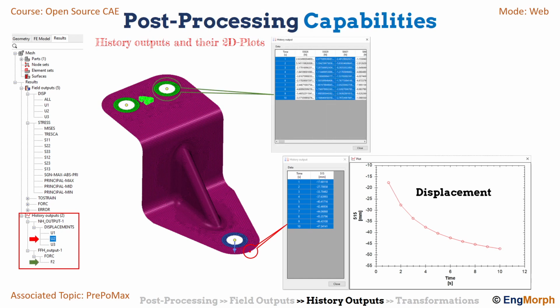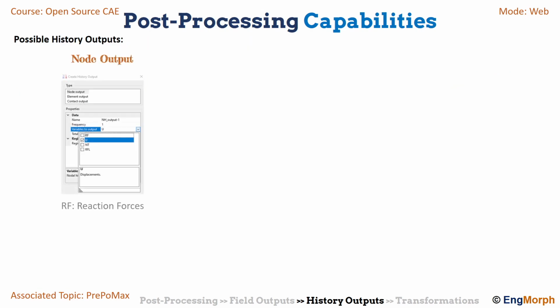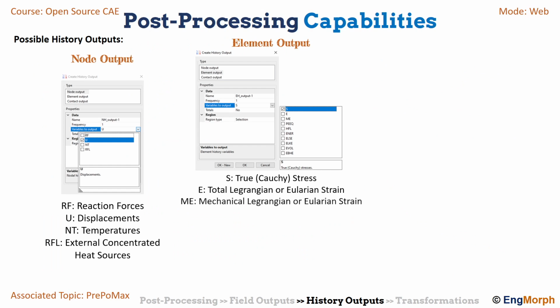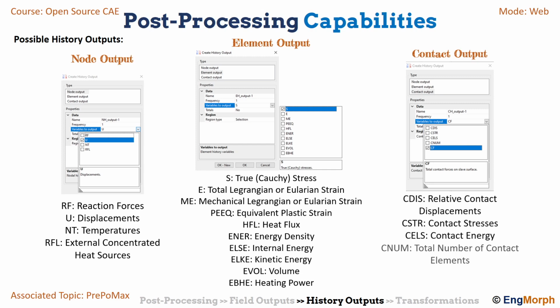Similarly, the history output for force reaction at the washer area is listed and plotted with respect to time or increment. From the history output, the data can be exported to Excel or similar programs to compare and generate plots between different variables. PrePoMax can generate history outputs for node, element, and contacts. In each category, various variables are supported to list and plot 2D graphs.